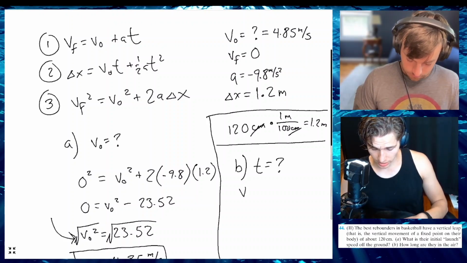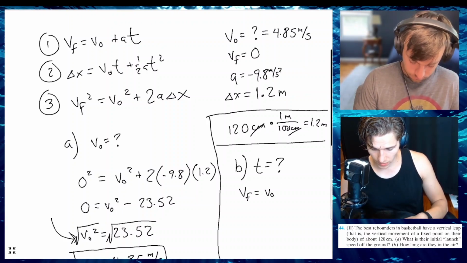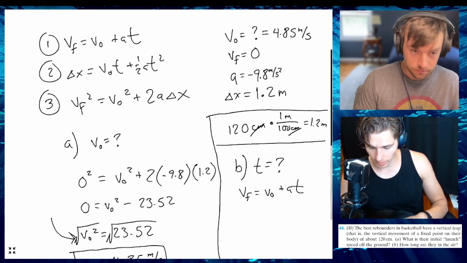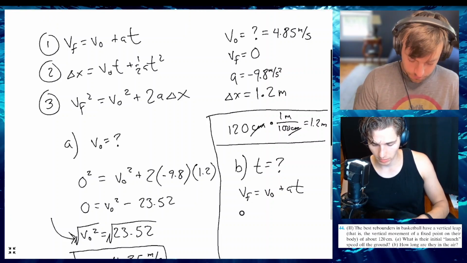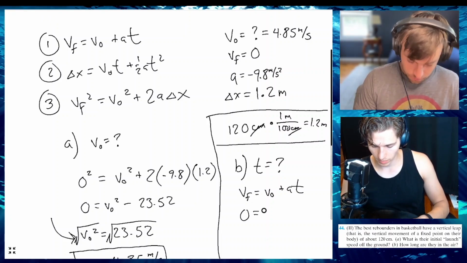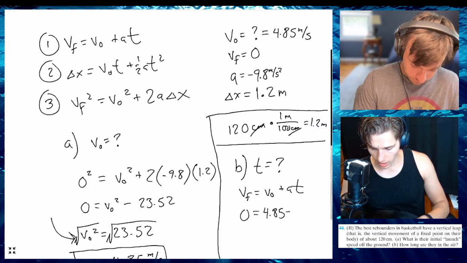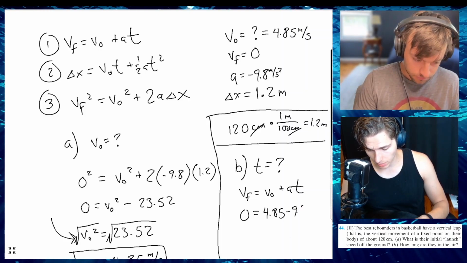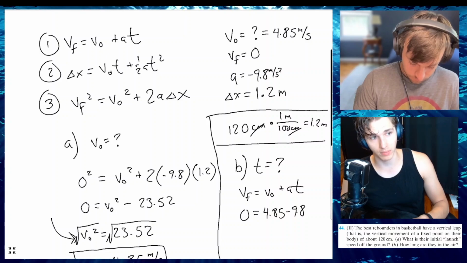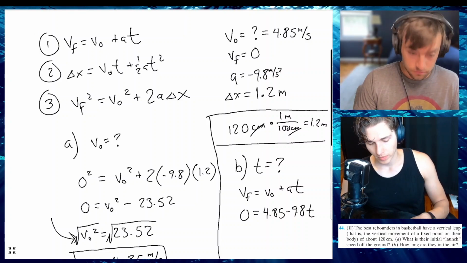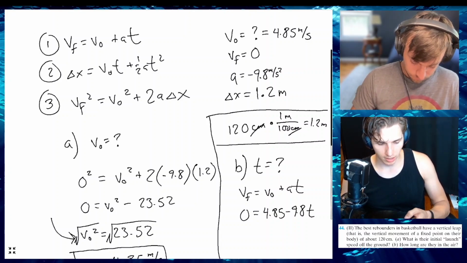I totally agree. So we're using V final equals V initial plus AT. What do I plug in for V final? V final is 0. V initial, 4.85, and then I'm going to put minus 9.8. I could put plus negative 9.8, but that's the same thing. T. Go ahead and solve for T. Let me know what you get.